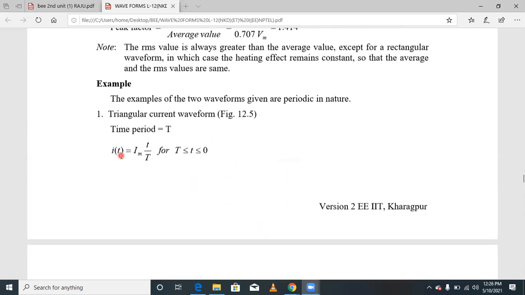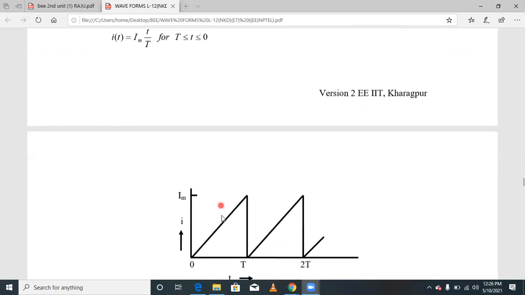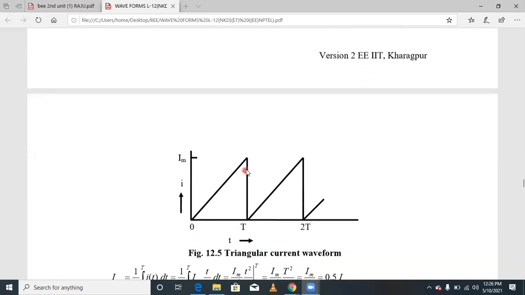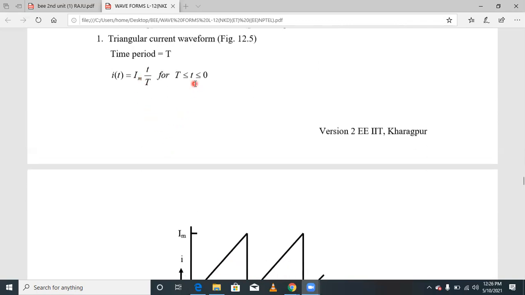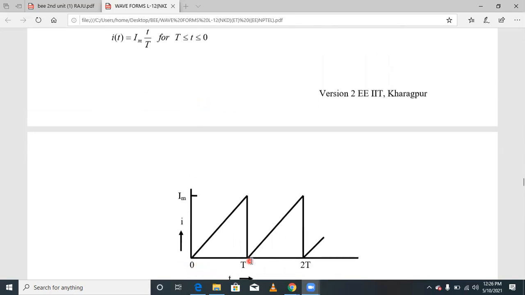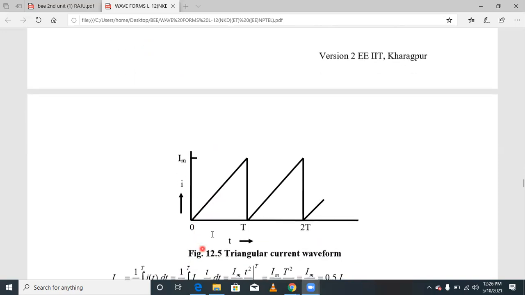So i(t) is equal to Im into t by T. This is the slope of the triangular waveform, for t between 0 and T. So this is the i(t) expression. We take the coordinates here: 0 comma 0 and T comma Im.